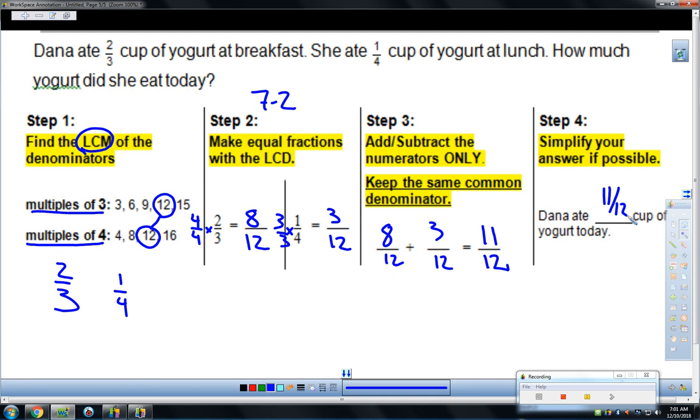Okay? Let's flip that, right? There's another box under here. Let's subtract them. Again, my denominator stays the same. 8 minus 3 is 5. So 5/12 would be the answer to our subtraction problem.